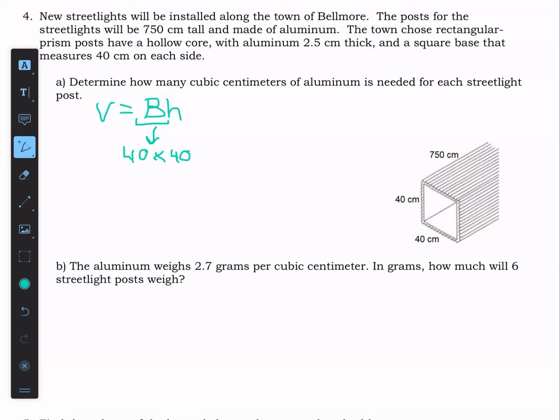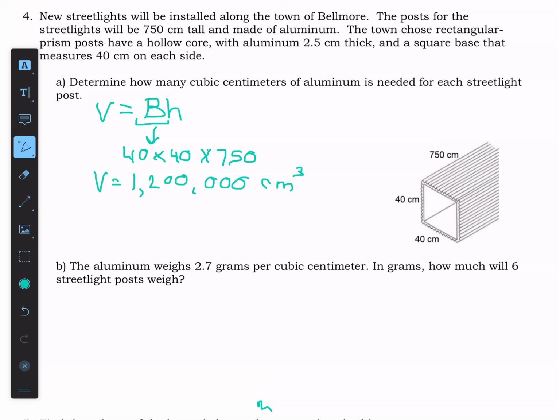volume is equal to base area times height. Now the base here is a square, and to get the area of that, we just do length times width. So in this case, you're doing 40 times 40. That gets you the base area, and then the height is 750. When you multiply those 3 numbers together, you get 1,200,000.